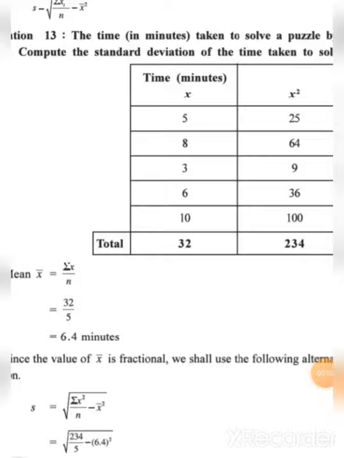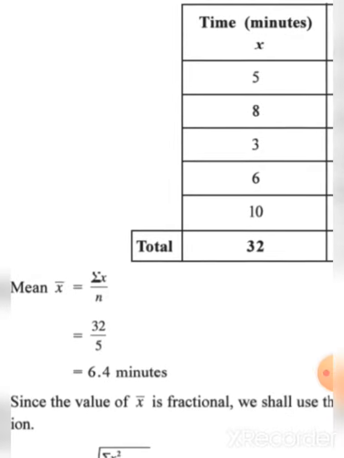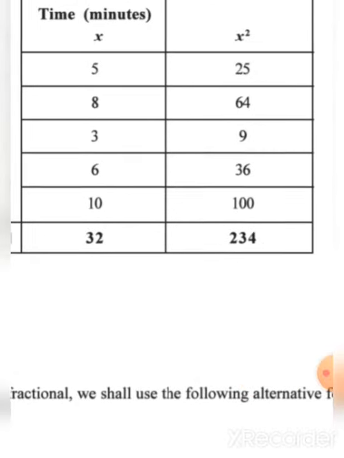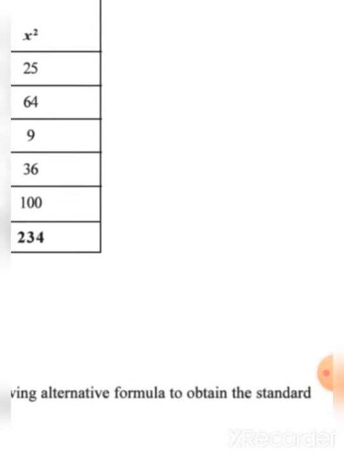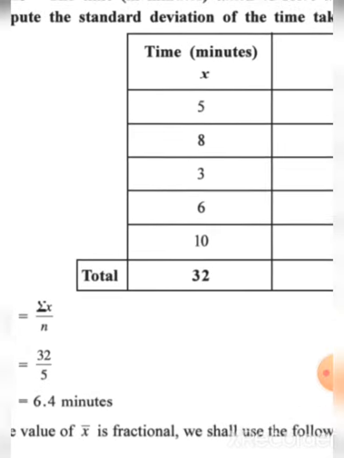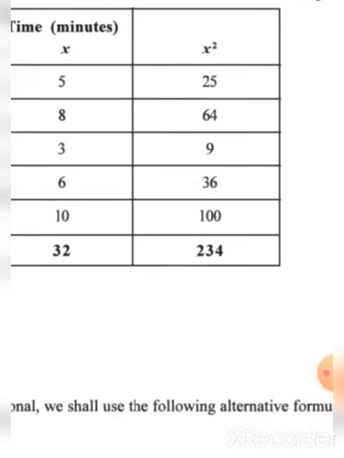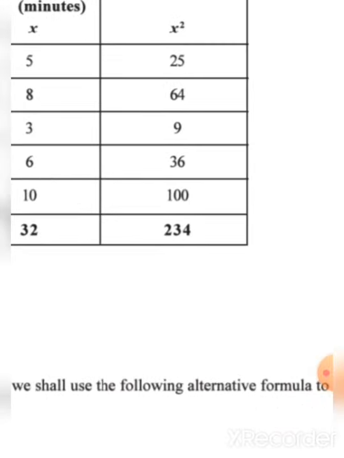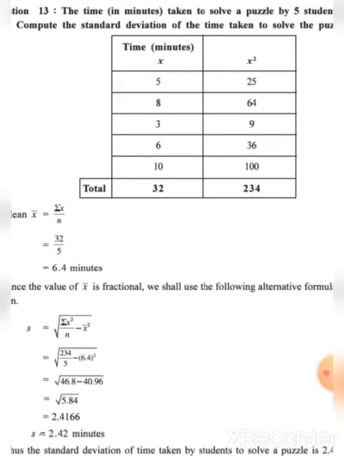Okay, here now we shall see our example number 13. What they have given over here is that the time in minutes taken to solve a puzzle by 5 students are 5, 8, 3, 6 and 10. Okay, these are given in minutes. What they have told is to compute the standard deviation of the time taken to solve the puzzle. We need to compute the standard deviation over here.